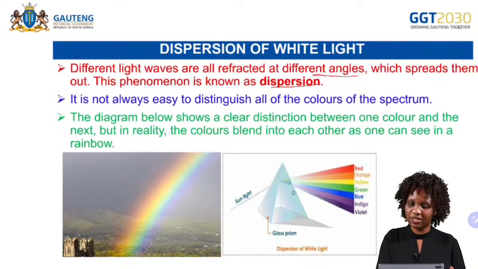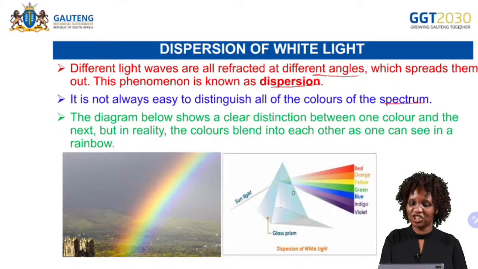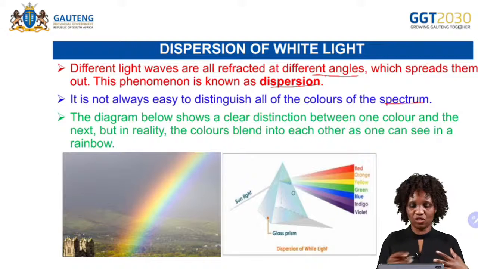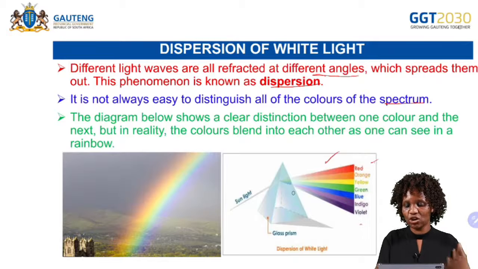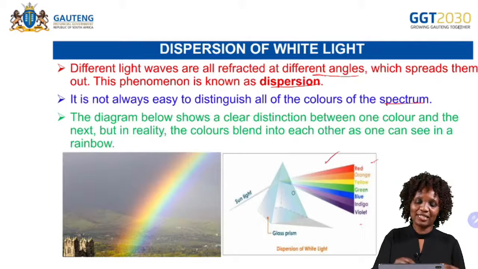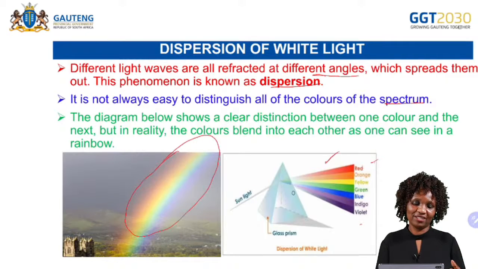It is not always easy to distinguish all the colors of the spectrum. All right, we've got different diagrams here which show a clear distinction between one color and the next. But in reality, colors blend. All right, this diagram will show you different colors, and we've named them red, orange, yellow, green, blue, indigo, and violet. But let's look at them in reality, in nature. The colors are blending. All right. It's not like in this diagram, but here the colors are blending. These are the colors of the rainbow.